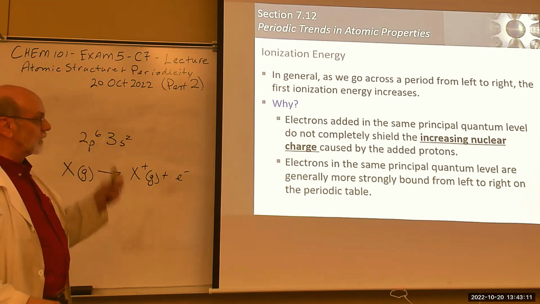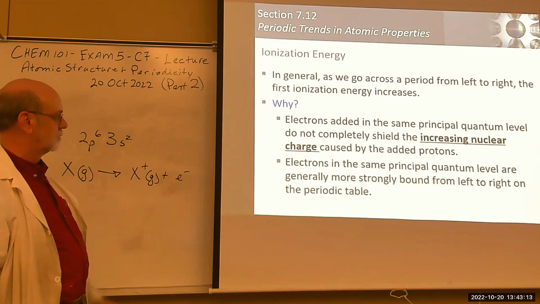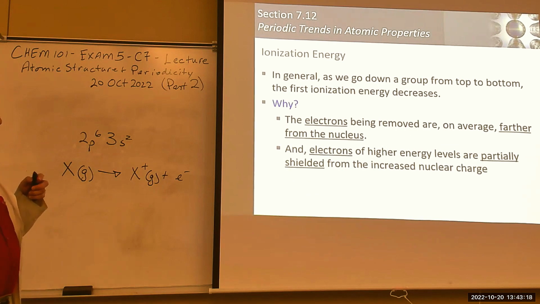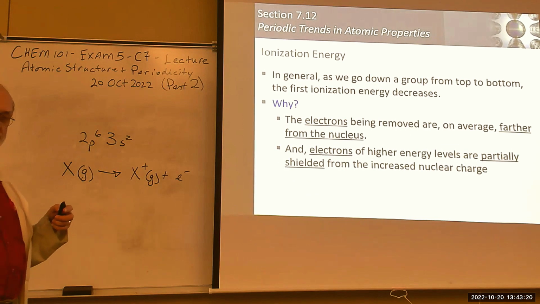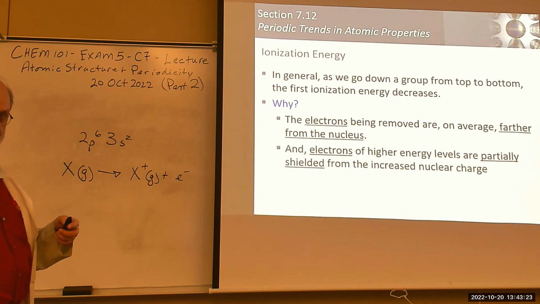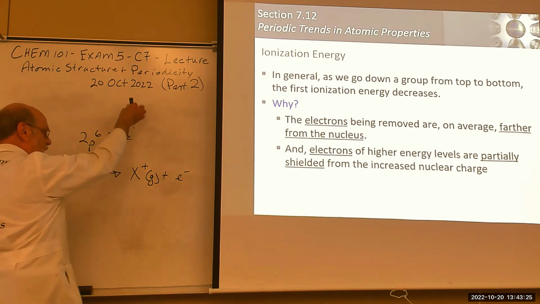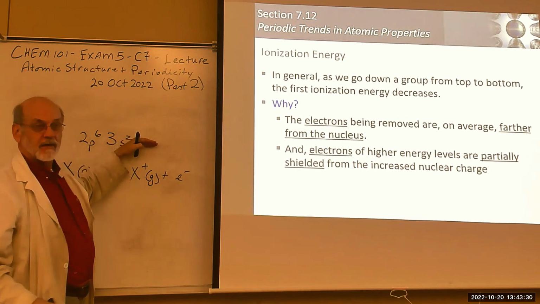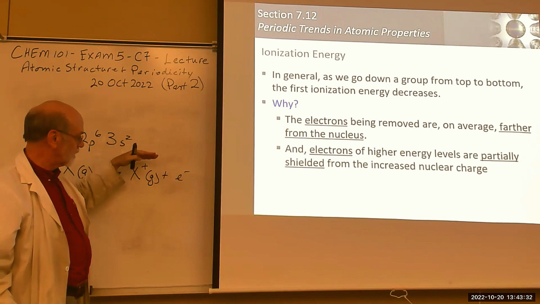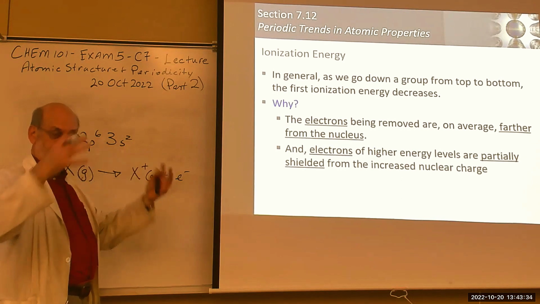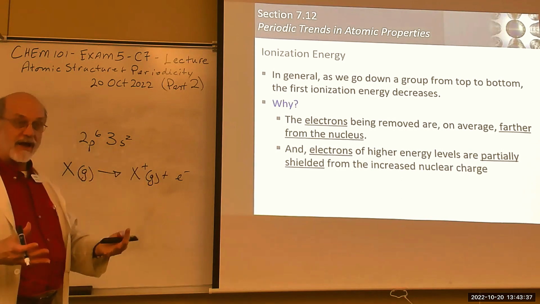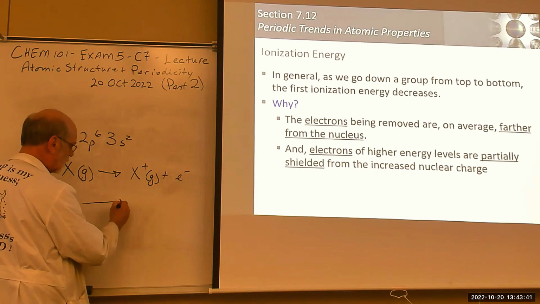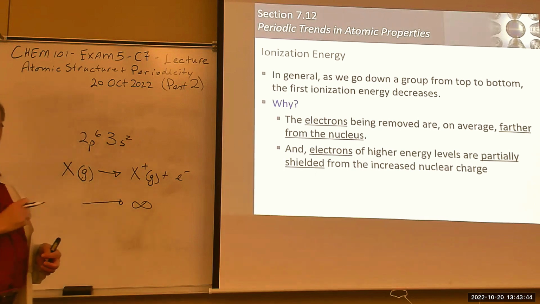Now, what about up and down? As you go from top to bottom, the first ionization energy decreases. As you're going down in a family, what's happening? Well, you're increasing the principal quantum number for the next layer of electrons out on the outside. They're at higher energy levels, so it takes less energy to move them from wherever they are to infinity, right?